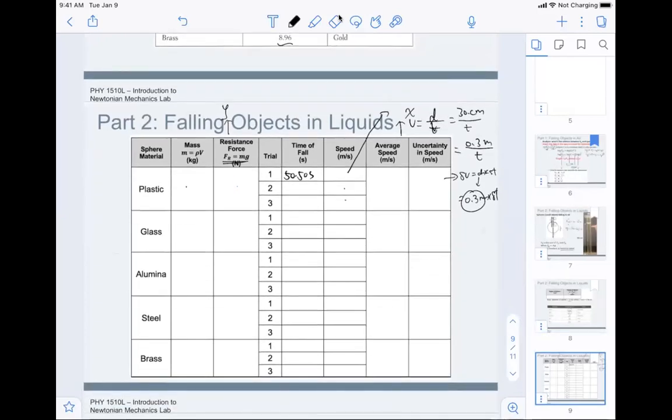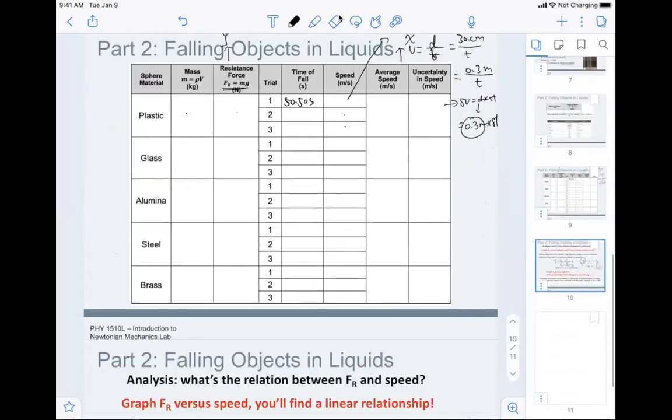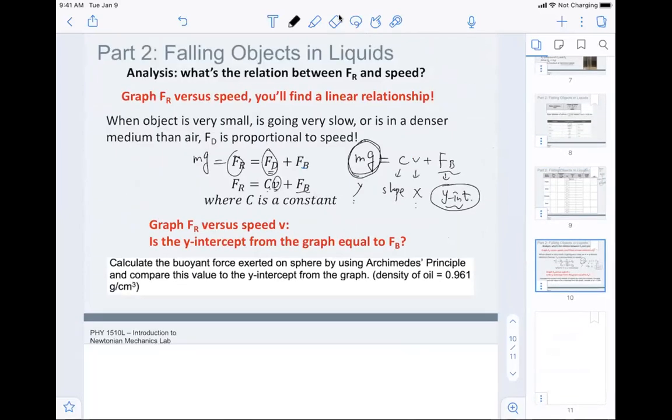So that will conclude your data collection, and then you're going to plot it. The plot here does not require taking a natural log, because we already tell you it's a linear relationship with V. As your data will show, it is a linear relationship. You don't have to take the log. You can plot V versus f of r directly, okay? And you will get an equation from your data.